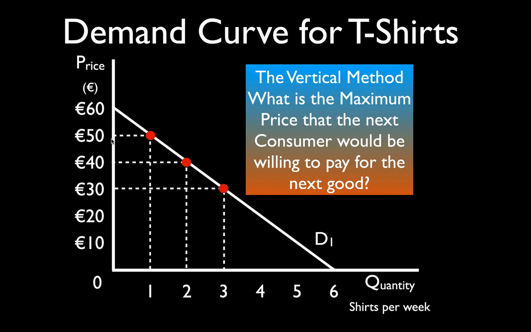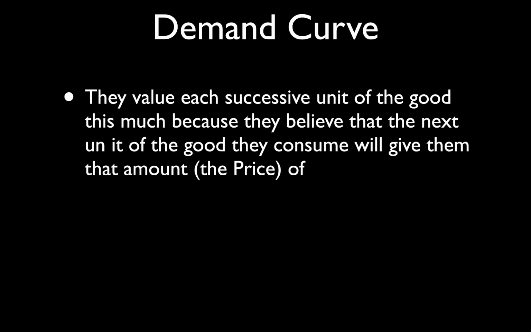So the reason that the first person is willing to pay 50 is because they value that first t-shirt at 50 euro. Now, we're just going to assume 3 separate consumers. The next person is only willing to pay 40 because they value that t-shirt at 40 euro. That's the maximum that they value it. And then the third person is only willing to pay 30 as a maximum because that's the maximum that they value it. That willingness to pay represents their value of each marginal t-shirt. Therefore, the value of each successive unit of the good.